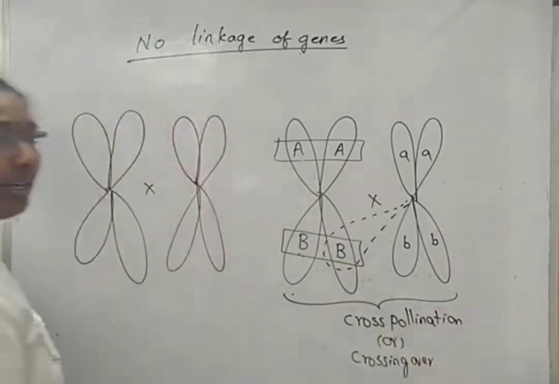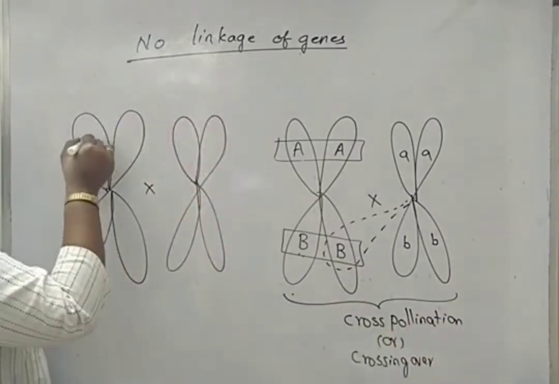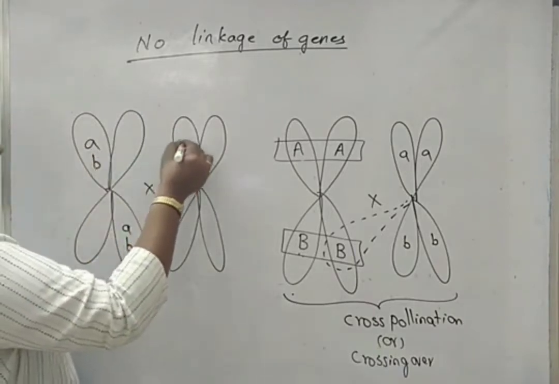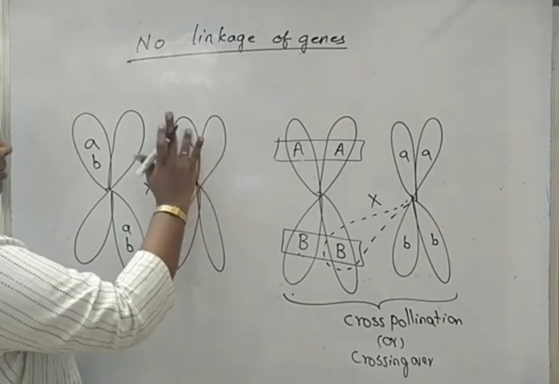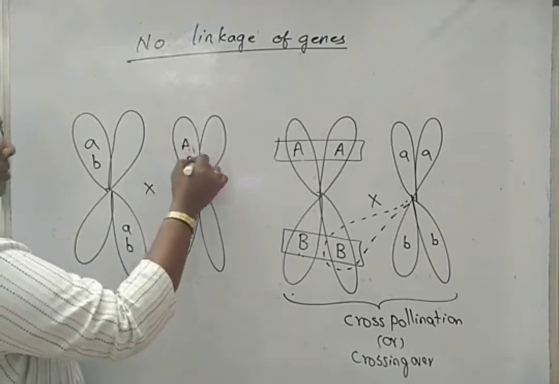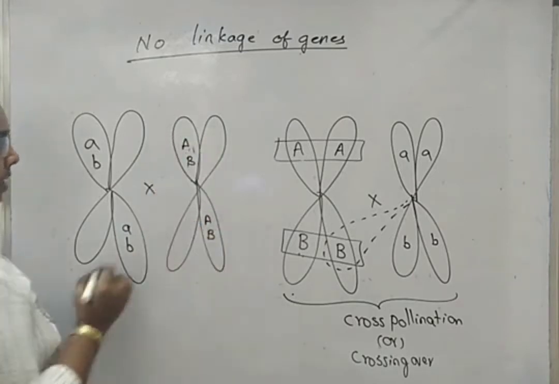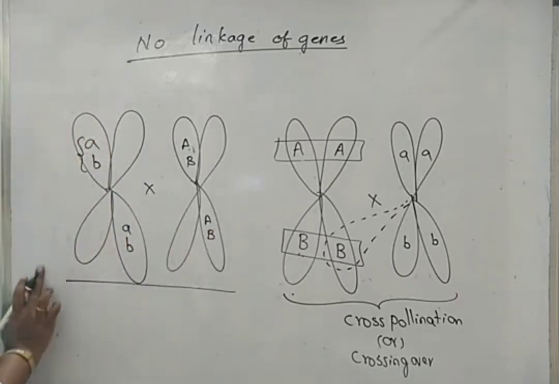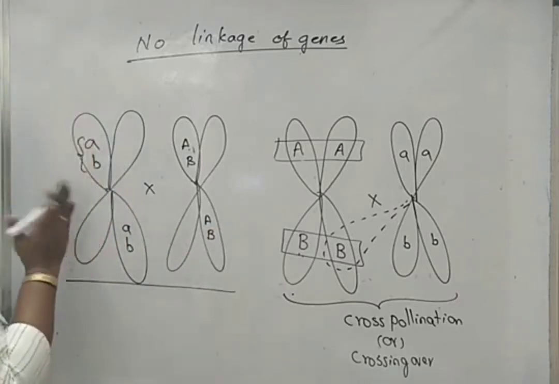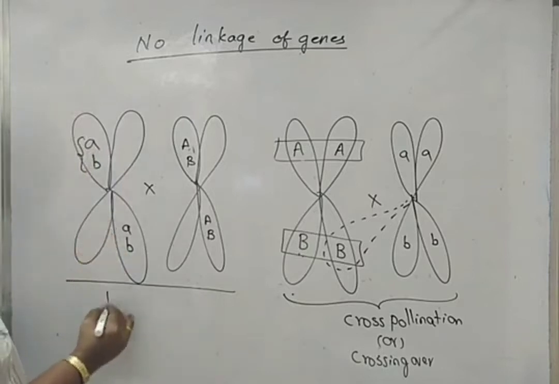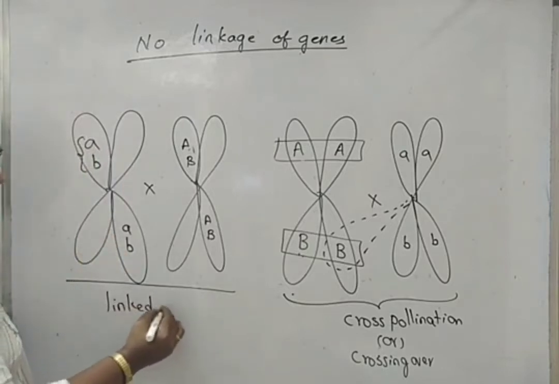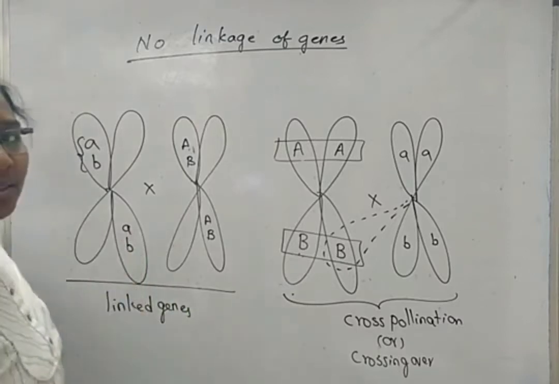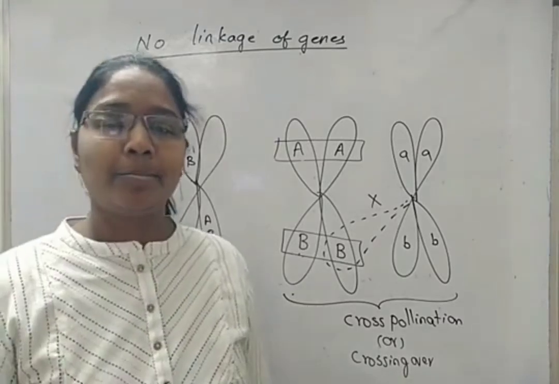Crossing over of alleles. If the gene or allele arrangement is like this, now, if genes are arranged like this, very nearby vertically on the same chromosome, then these are called linked genes. In such a condition, there is very little chance for crossing over.